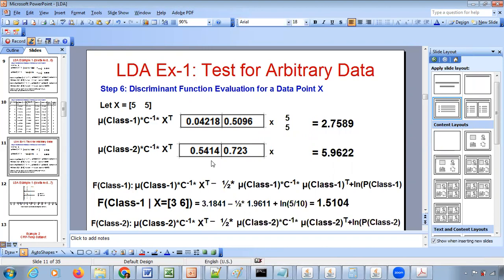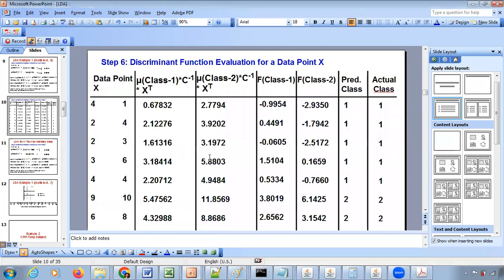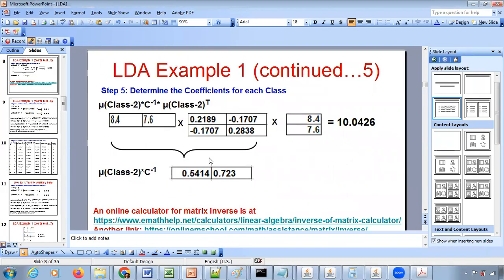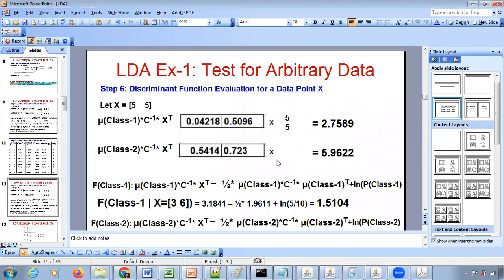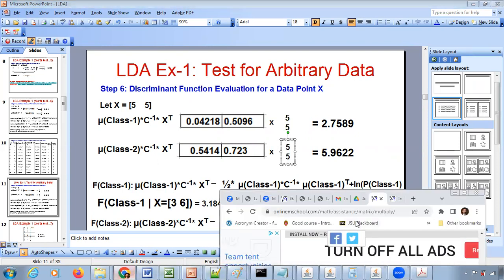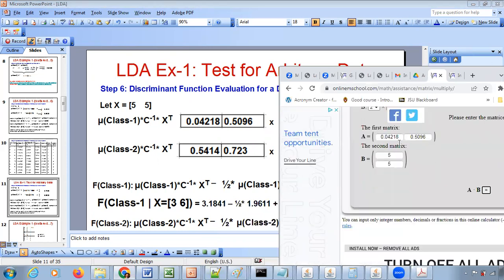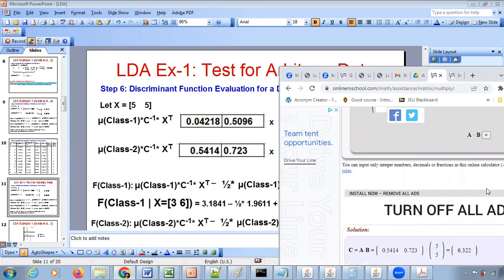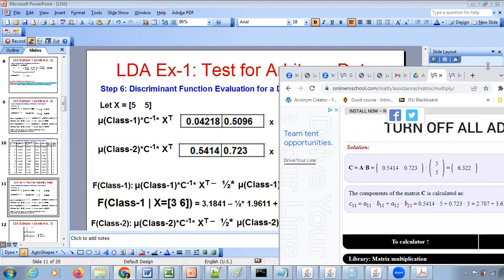Similarly, this is the mu class 2 C inverse for the second class. And again, the same 5.5. We have to use that here. So let's go back here and change the entries to 0.54, 0.5414, and 0.723 is equal to, we get 6.322.